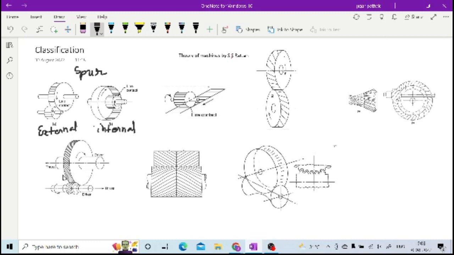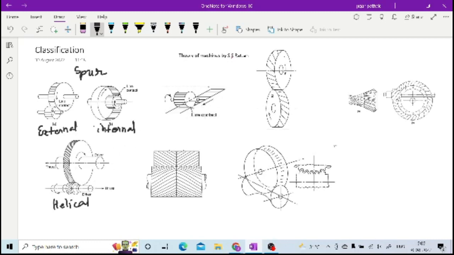and the figure below shows the helical gear. Helical gears have their teeth inclined at a certain helix angle. This is how you have gears on parallel shafts.